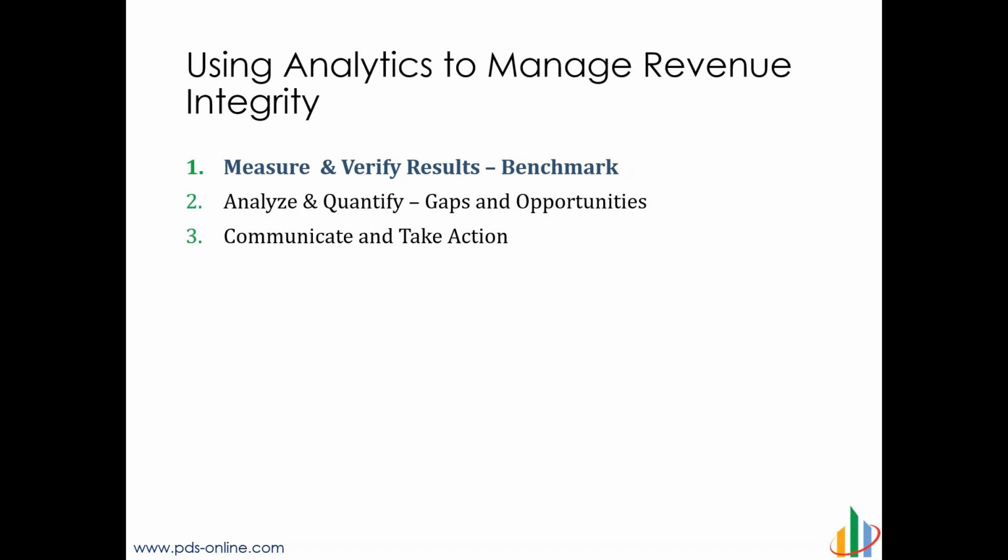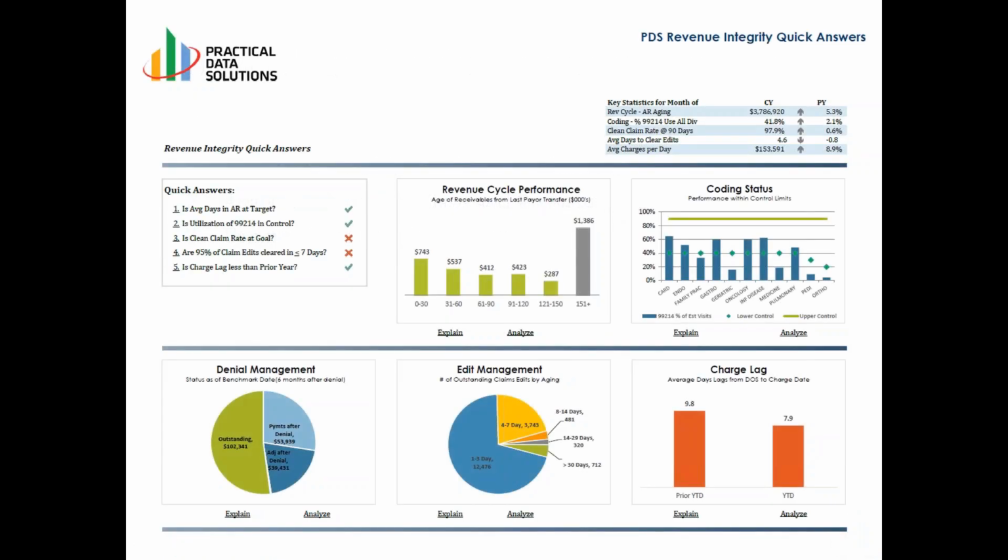Benchmarking could also be external benchmarks, such as from MGMA or AMGA or one of the sources. Maybe a magazine article that quotes a statistic that you want to compare to. Secondly, we analyze and quantify, and then we communicate. But let's take a look at that first step and maybe an example. That's where I was taking us next.